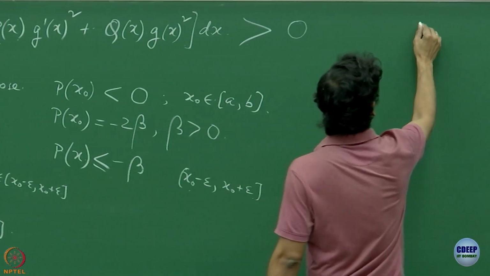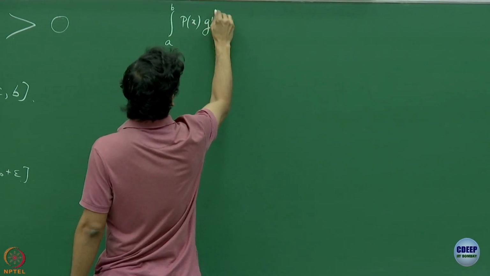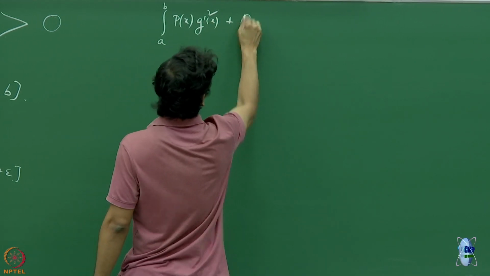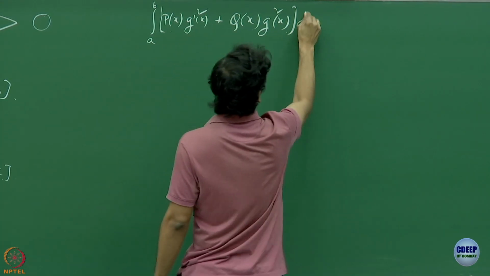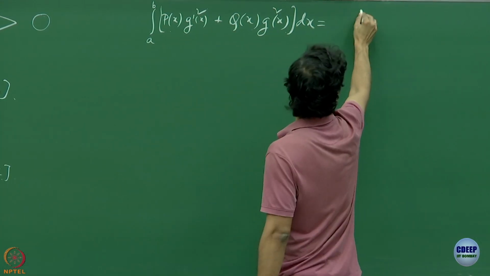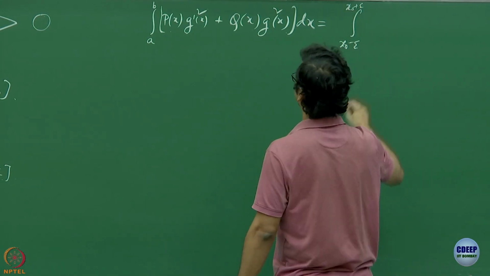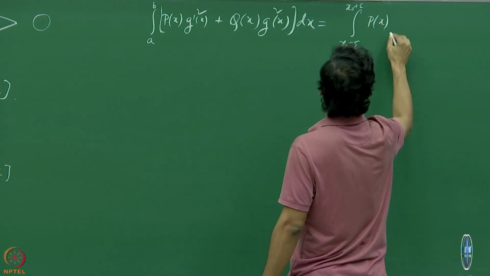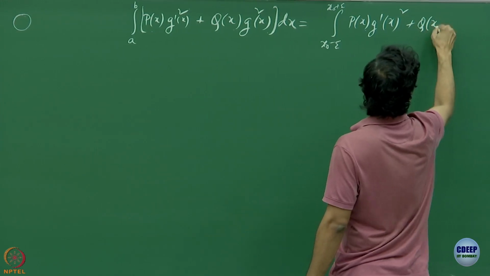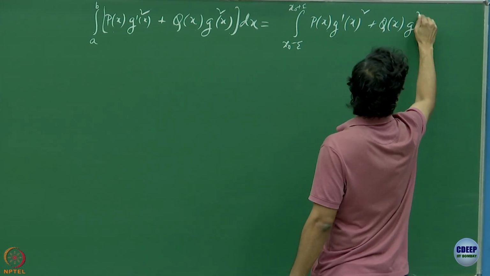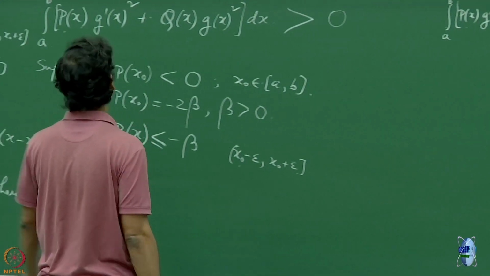So now let us look at this integral a to b px g prime squared plus qx gx squared dx, that's nothing but the integral from x naught minus epsilon to x naught plus epsilon of px g prime x squared plus qx gx squared dx, right?